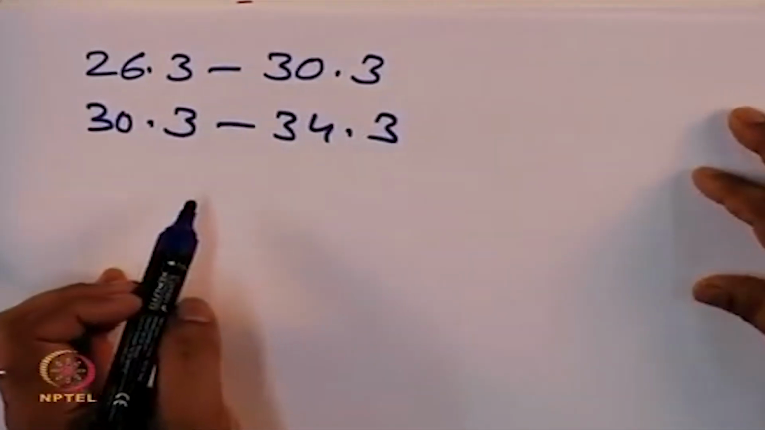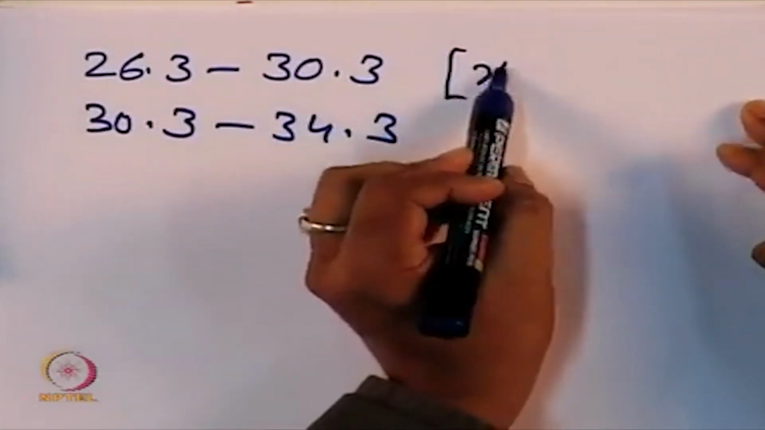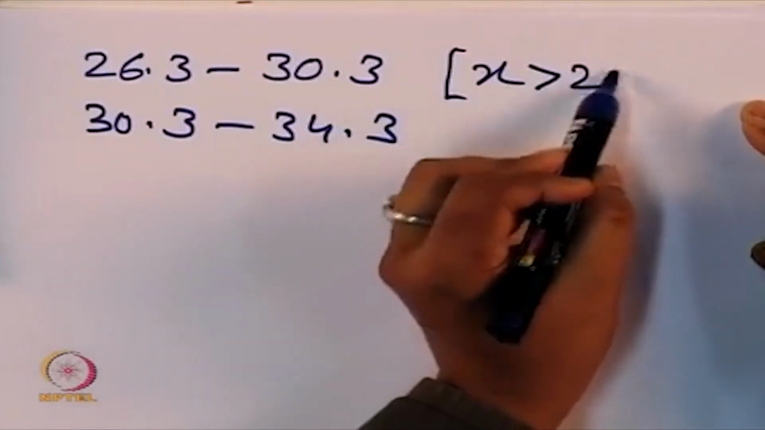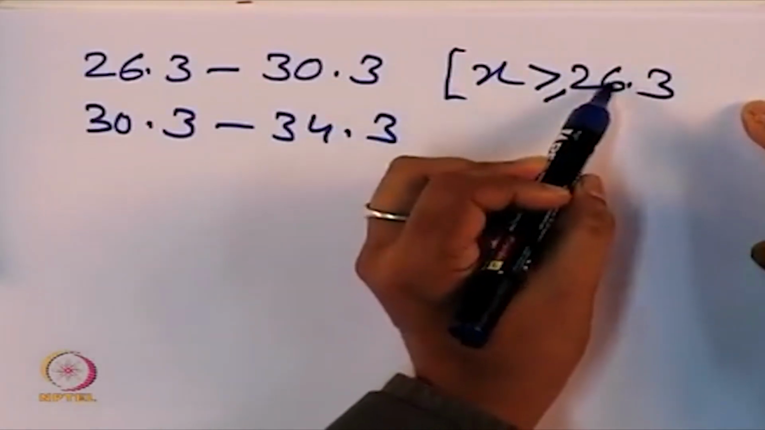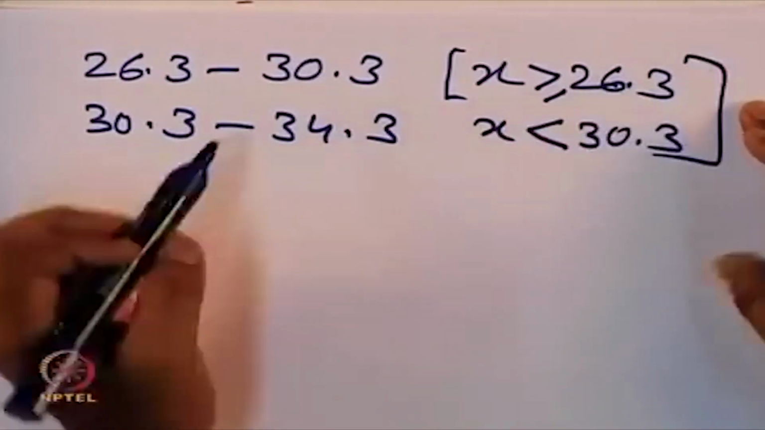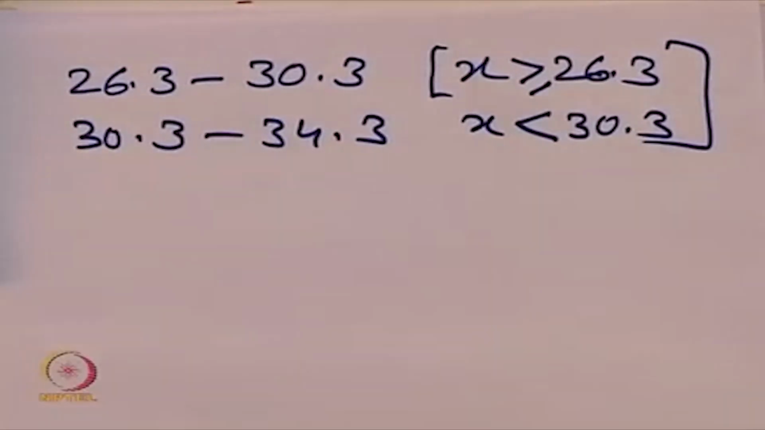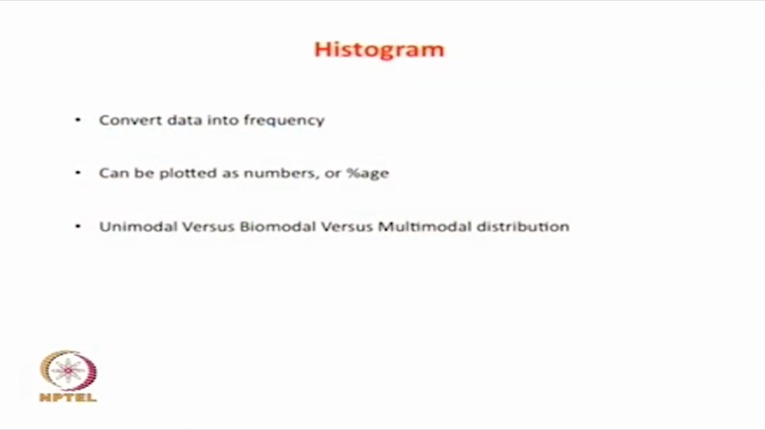Now, each of these numbers would mean that something will come into a basket if, let us say, that number x is greater than or equal to 26.3, and x is less than 30.3. This would make sure the same point x does not go into multiple baskets. This way what we can generate is called a histogram. You convert the data into frequency, you can then plot them as numbers or percentage, and you can have multiple distributions depending on the nature of the data.